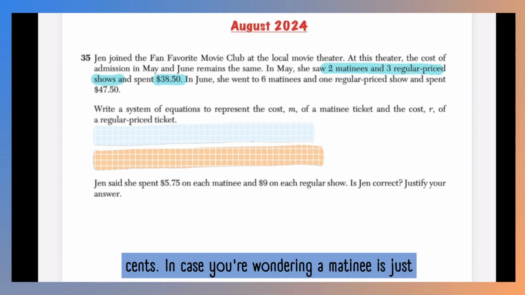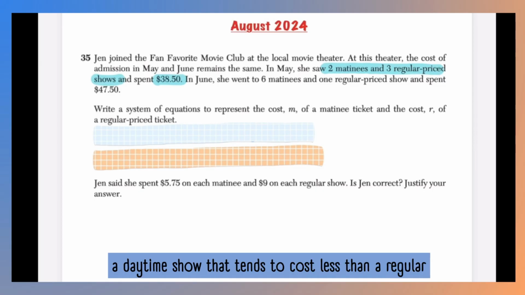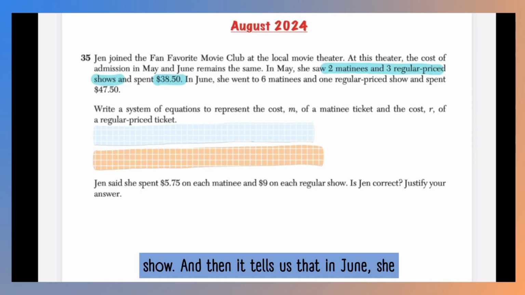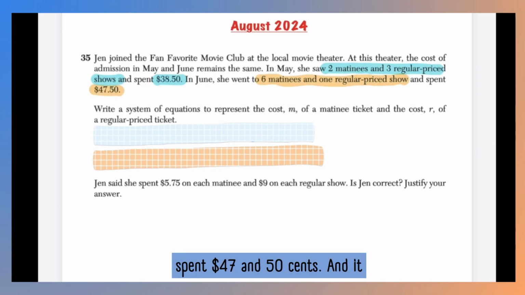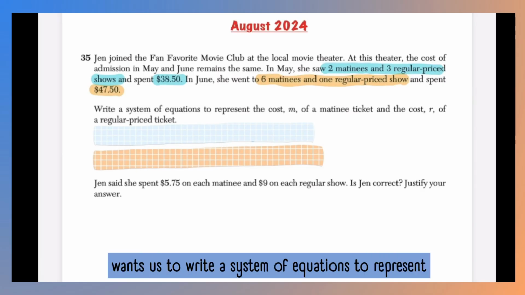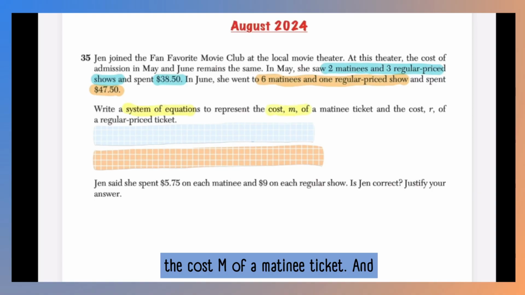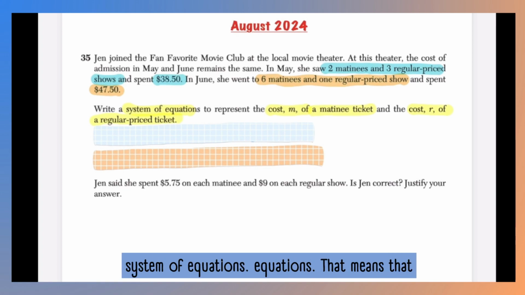In case you're wondering, a matinee is just a daytime show that tends to cost less than a regular show. And then it tells us that in June, she went to 6 matinees and 1 regular price show, and she spent $47.50. And it wants us to write a system of equations to represent the cost M of a matinee ticket and then the cost R of a regular price ticket.